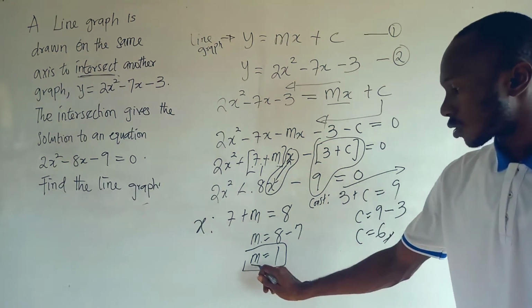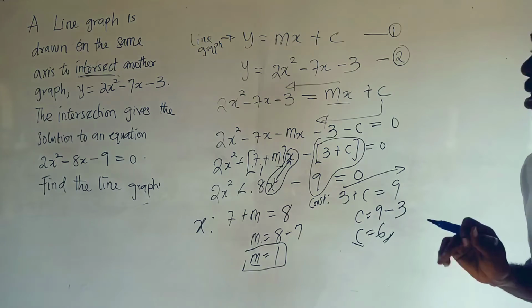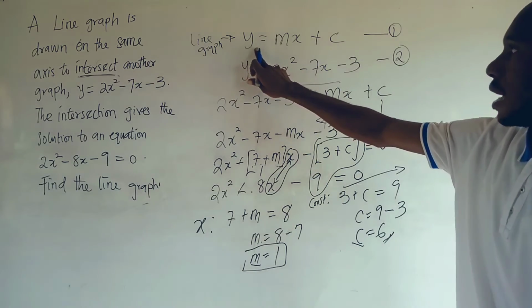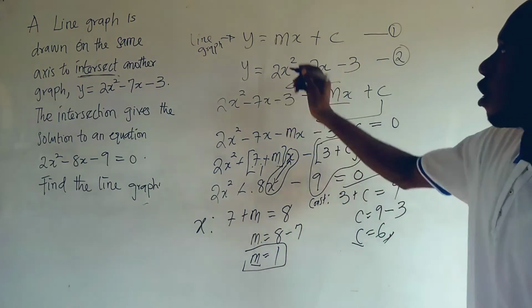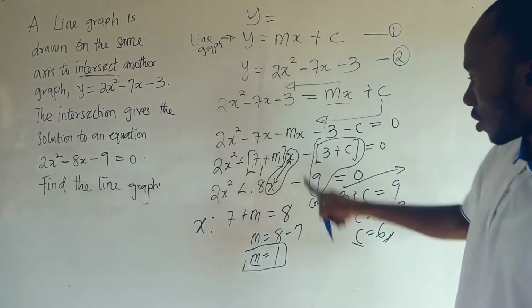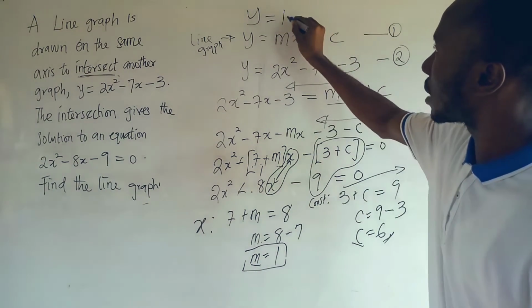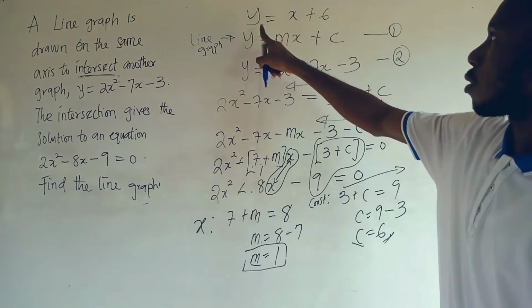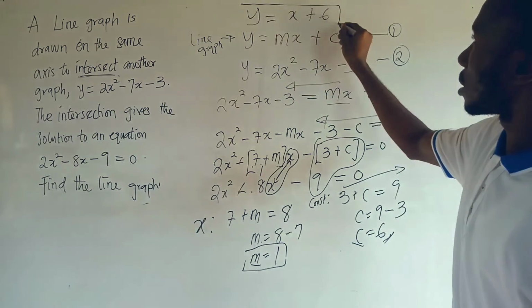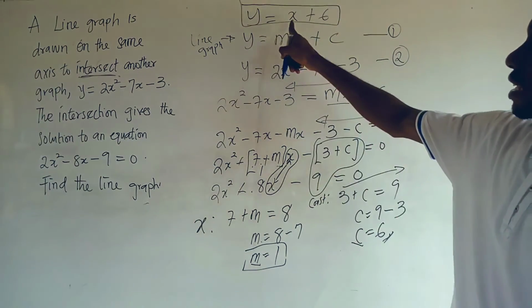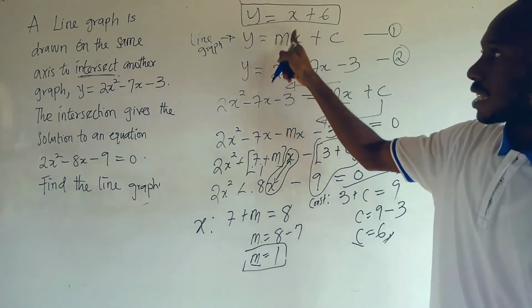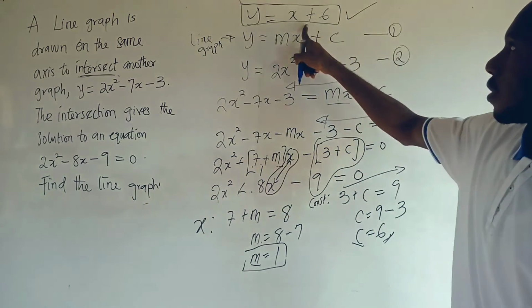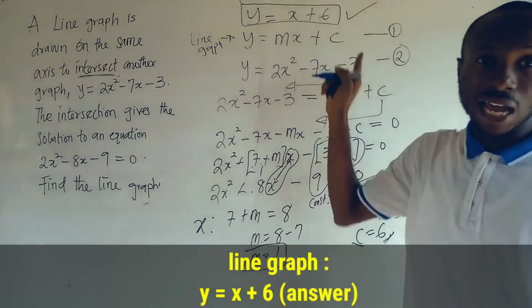Now, putting the value of the slope and the value of the y-intercept into the line graph equation, which is y = nx + c, y will now become, n is already 1, so I have 1 times x, which is 1x, plus c, which is plus 6. Of course, this can also be said as y = x + 6. This is the solution to the problem. This is the line graph that we are asked to find that intersected with this curve to give rise to this equation. y = x + 6 is the line graph we are asked to find.